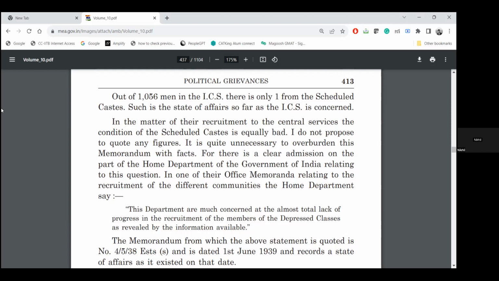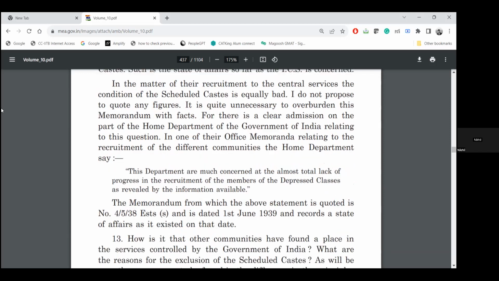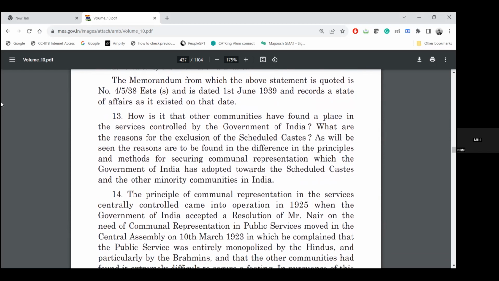In the matter of the recruitment to the central services, the condition of the scheduled caste is equally bad. I do not propose to quote any figures. It is quite unnecessary to overburden this memorandum with facts, for there is a clear admission on the part of the Home Department of the Government of India relating to this question. In one of their office memoranda relating to the recruitment of the different communities, the Home Department say, "This department are much concerned at the almost total lack of progress in the recruitment of the members of the depressed classes as revealed by the information available." The memorandum from which the above statement is quoted is number 4538 and is dated 1st June 1939 and records the state of affairs as it existed on that date.